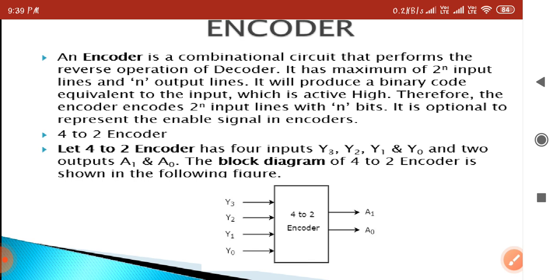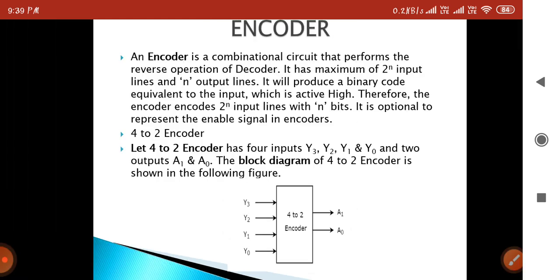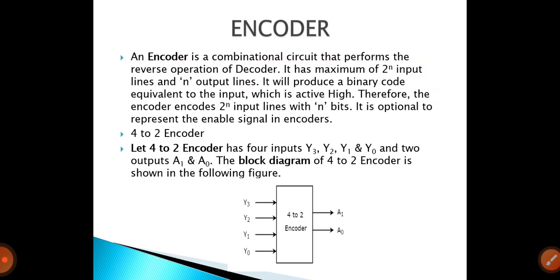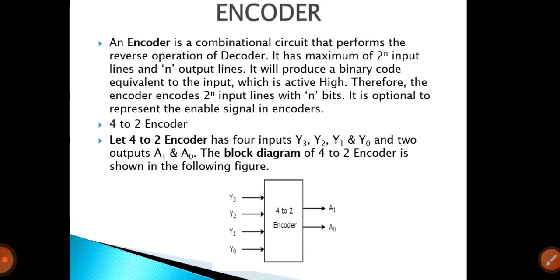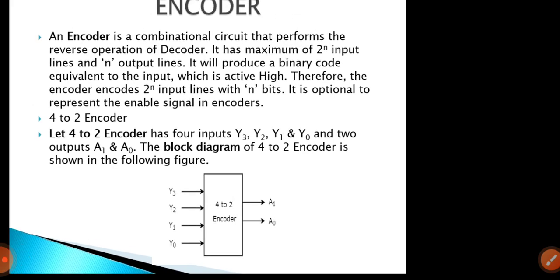Here we can see the block diagram of this encoder. There are four inputs and two outputs. The inputs are y0, y1, y2 and y3. The outputs are a0 and a1. This is the block diagram of the 4 to 2 encoder.